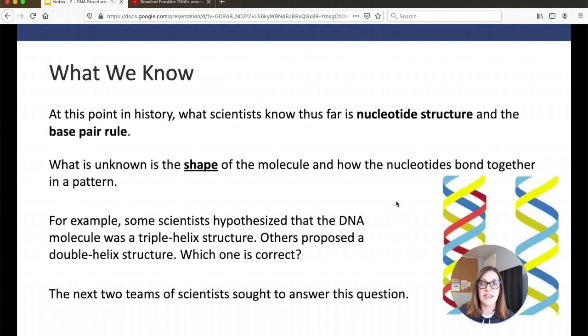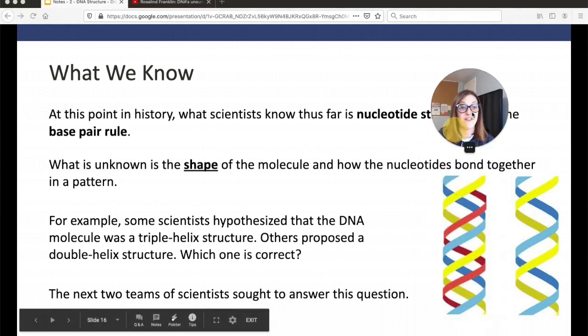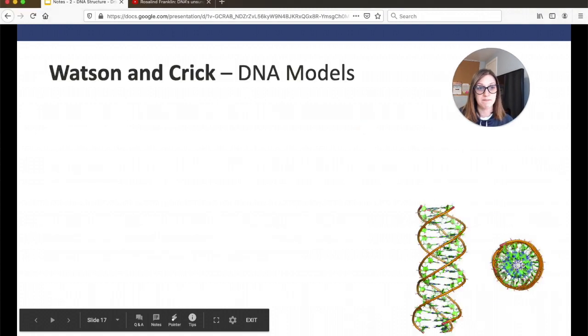So at this point in DNA history, scientists know that DNA is the molecule that stores genetic information. We know a little bit about nucleotide structure: phosphate, sugar, base, and we know that there's a basic shape. And this shape they know is a helix. It's a twisted helix of strands. Some scientists hypothesized that this DNA molecule contained 3 strands twisted together in a helix. Some scientists believed that it was 2 strands twisted together in a helix. So we need to figure out which one is correct. And so the following scientists are exploring that question.